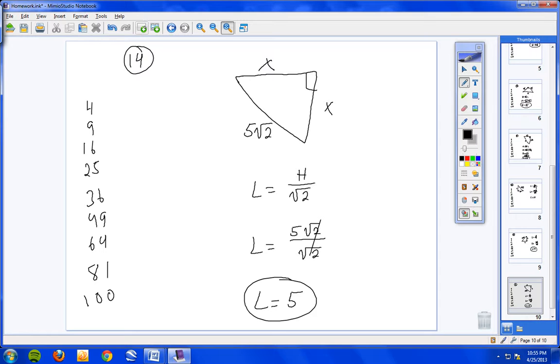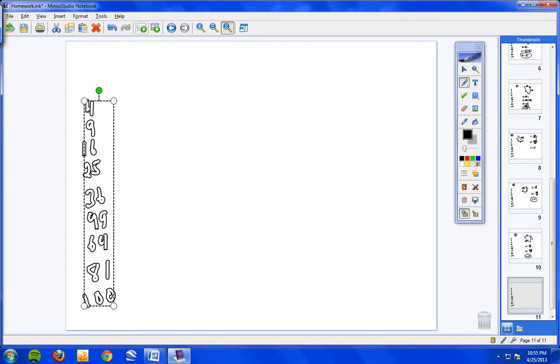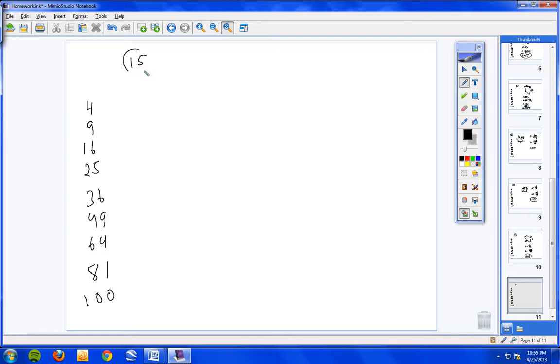These are really redundant. It's the same thing over and over and over, but hopefully it will help you guys. I don't mind doing this. I just hope that you're getting it. All right, number 15 looks like this.